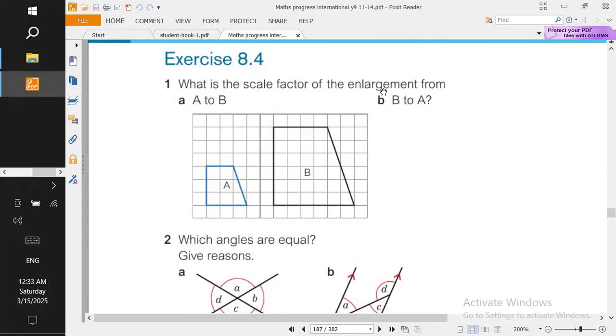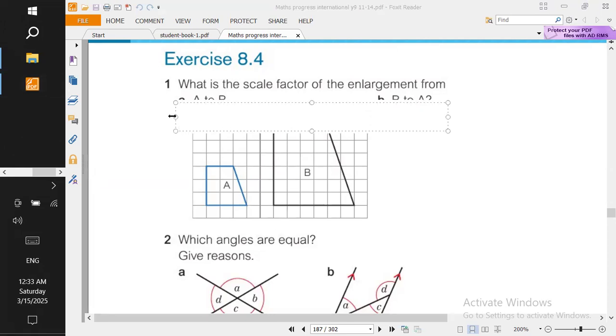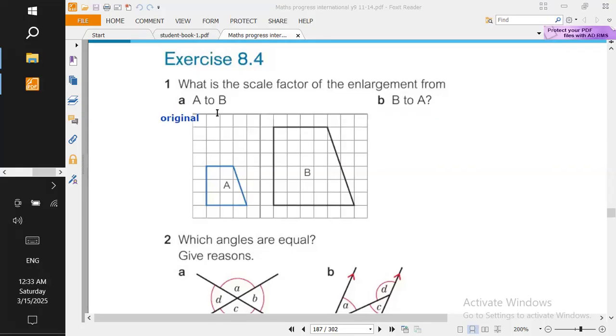First, what is the scale factor of enlargement from A to B, and then from B to A? So basically, these are two different questions because changing the alignment means they change the original and the new shape. So from A to B, this makes A the original and makes B the new one. This changes everything and basically changes the scale factor. So that's the original and that's the new.